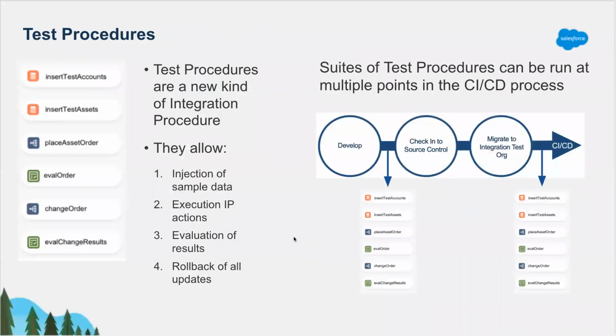Another new feature is this test procedure. A test procedure is a kind of integration procedure that is really all about unit testing. It allows you to create some sample data, and there are a couple different ways you can do that, but set up some sample data, execute some actions. You could call an integration procedure that you want to test. You'd also call Apex and other things.